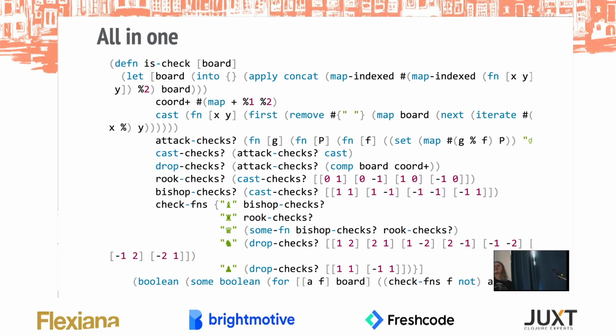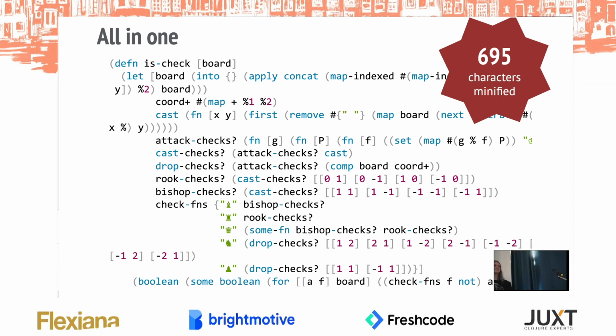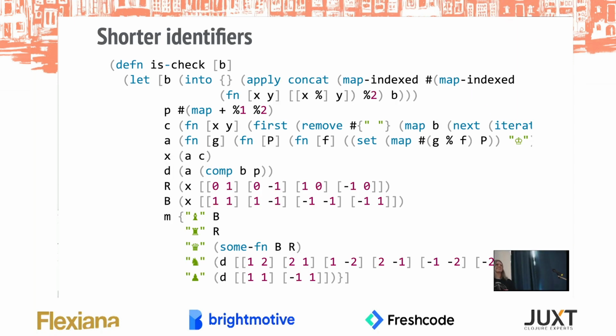Next thing, moving all the bits and pieces to one function, because it saves us the hassle of writing def-n all the time, and we no longer need to pass the board everywhere. We're at less than 1,000 now, getting closer. Next up, stripping the names to one letter. Not going to explain this more.